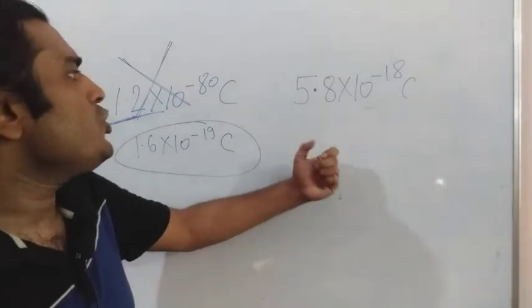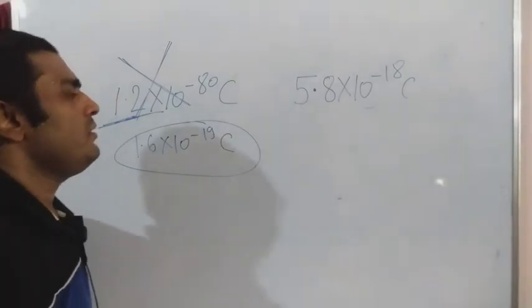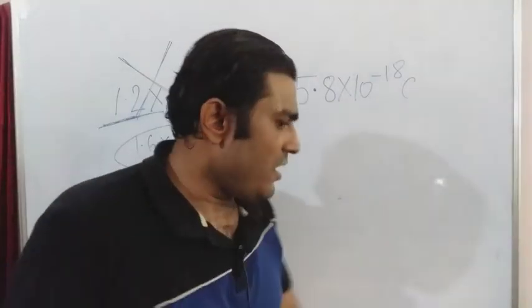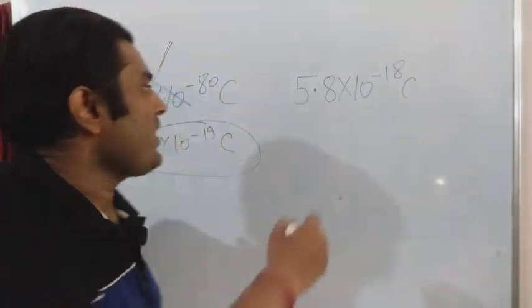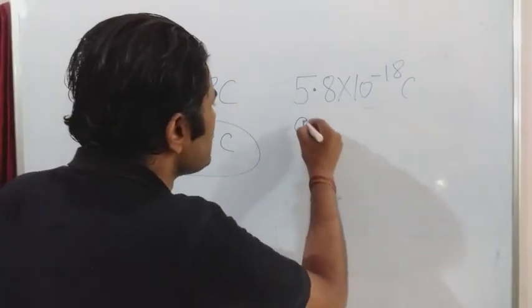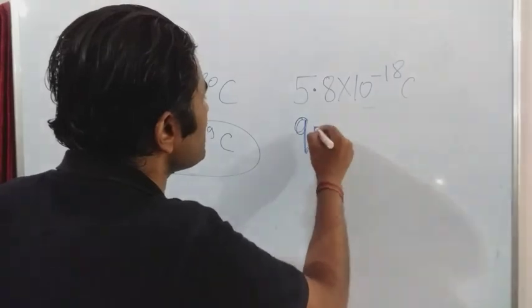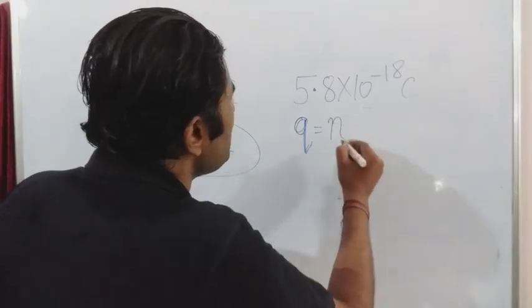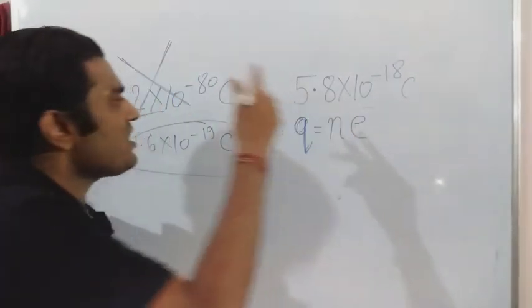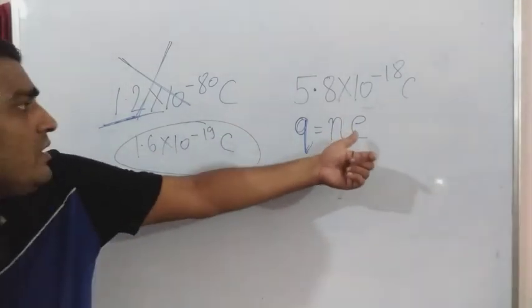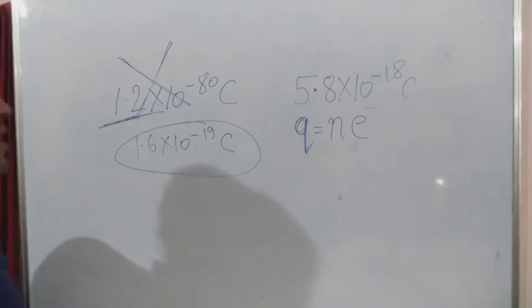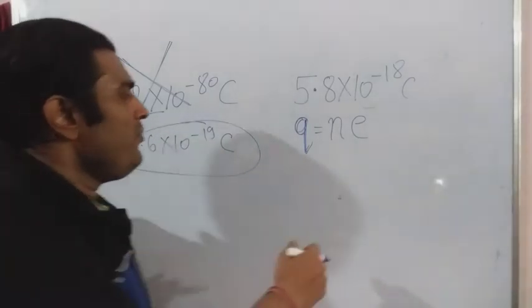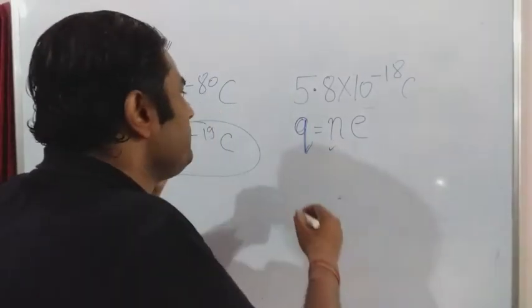Let's get to grips with the basics here. Charge is an integral multiple of the elementary charge. The value of this charge is an integral multiple of the elementary charge. And what's the value of e? The value of e is 1.6 into 10 to the power minus 19 coulomb. So let's use this notion here.